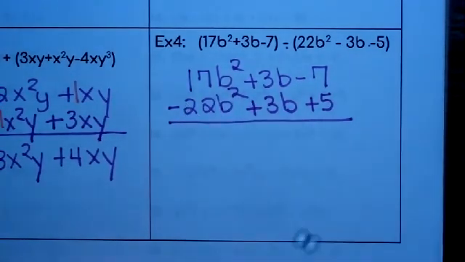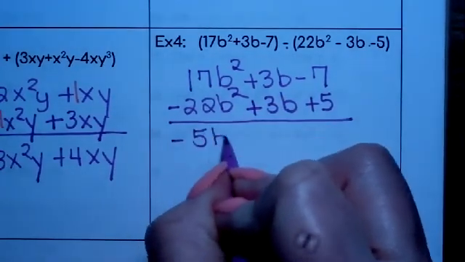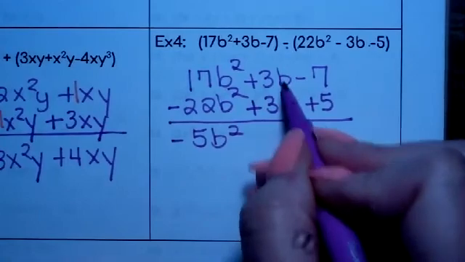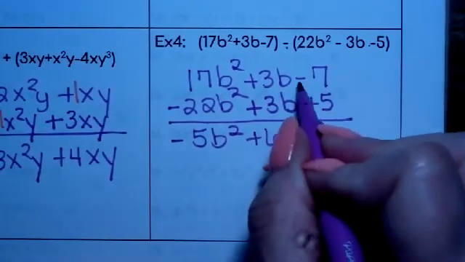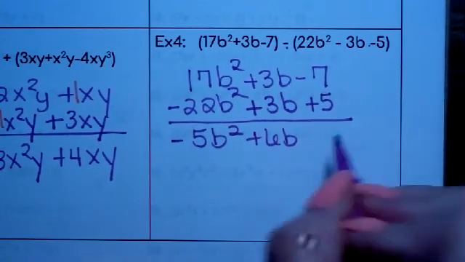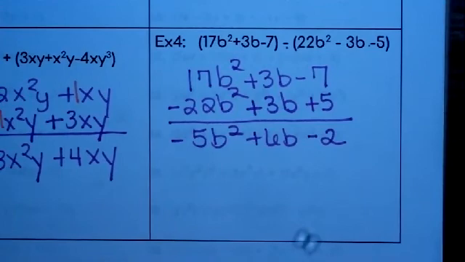17b squared minus 22b squared. That's going to be negative 5b squared. 3b plus 3b is going to be 6b. And negative 7 plus 5 is minus or negative 2. And there's my answer. Now, go ahead and finish copying your notes, put these into your interactive notebook, and then work on your assignment.